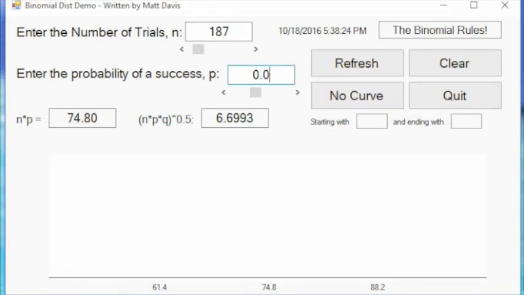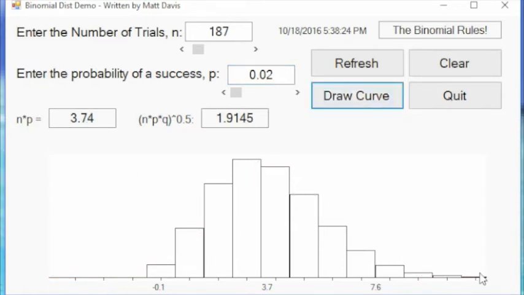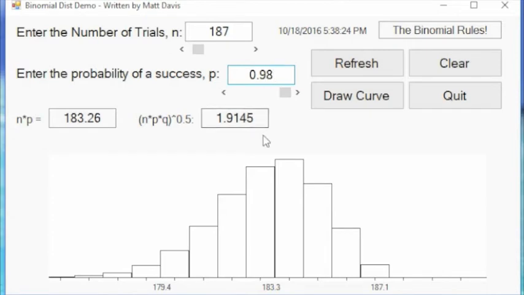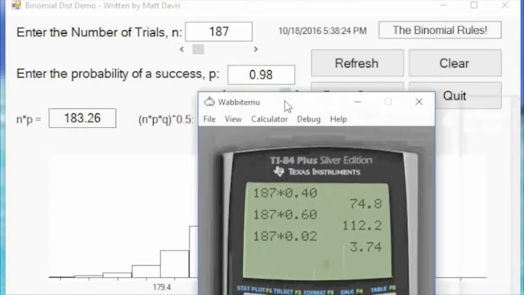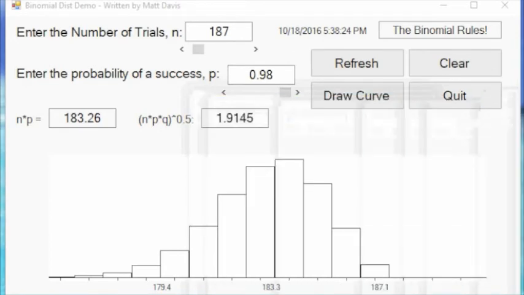Alright, so back to that 0.02 again. We have an NP that's 3.74, under 10, and getting rid of that curve, we have a right skewed shape for the histogram. And the same thing ends up if 98% of video game players were female. Then NP is well over 10, so you'd think everything would be fine. But then NQ would be 187 times 0.02, and that one would be under 10. So if either of those falls under 10, especially if one's over 10 and the other's under, you tend to get a skewed shape instead of a bell shape.